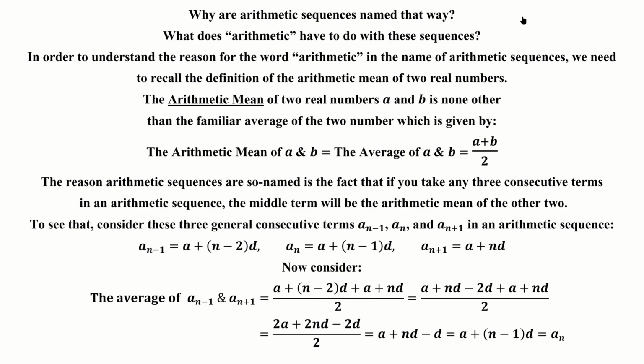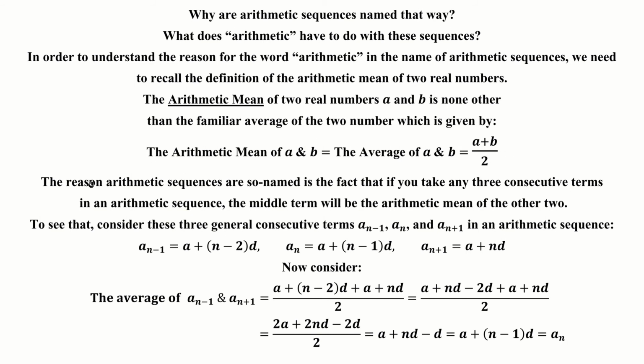Okay, so this may be a good time to pause and ask, why are arithmetic sequences named that way? What does arithmetic have to do with these sequences, right? In order to understand the reason for the word arithmetic in the name of arithmetic sequences, we need to recall the definition of the arithmetic mean of two real numbers. The arithmetic mean of two real numbers A and B is none other than the familiar average of the two numbers, which is given by, as you know, A plus B divided by 2.